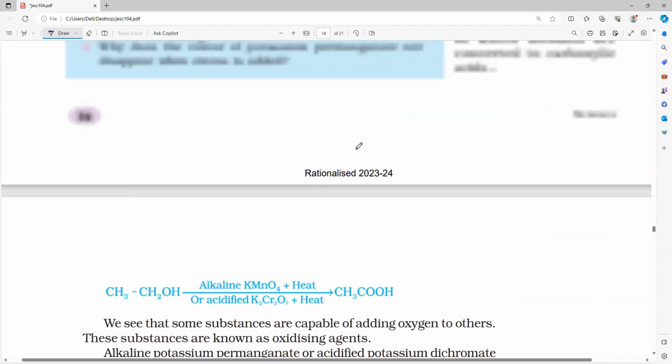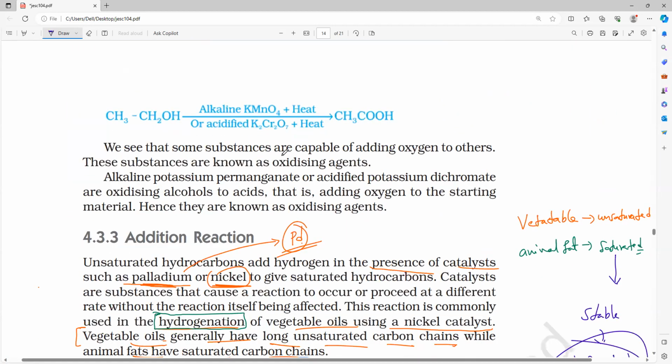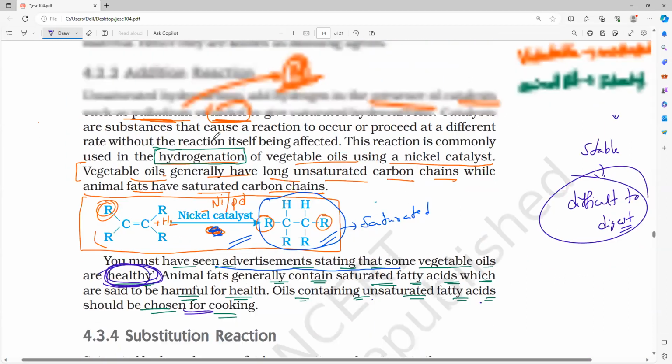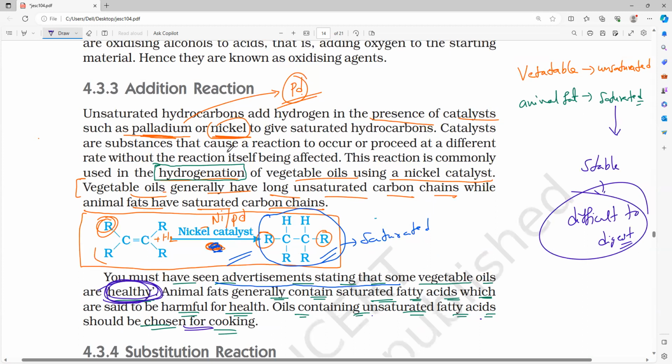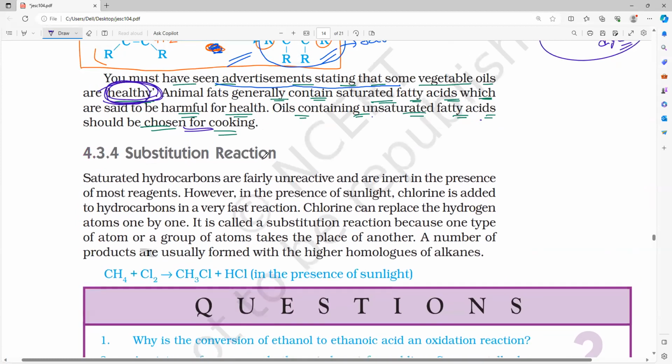Most important one. This oxidation I have never taught, don't worry about it; we'll study it in tomorrow's class. Now you have to talk about only addition reaction. Each word is very important. Each line can turn into a question. And then you have to talk about the substitution reaction.